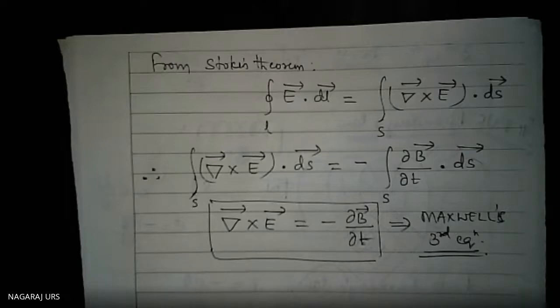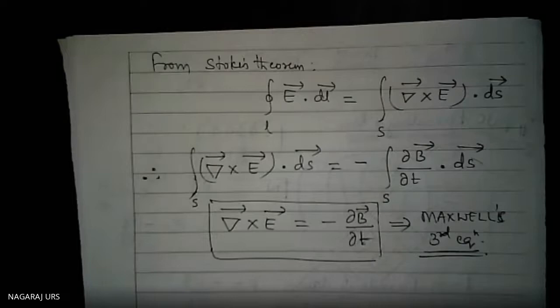You have to write all these concepts clearly and properly at the time of examination, with dot, cross, surface integral, line integral, closed path, everything carefully. Okay, this is the third equation, Maxwell's third equation. It has been derived. Now I am going to take up the fourth equation.